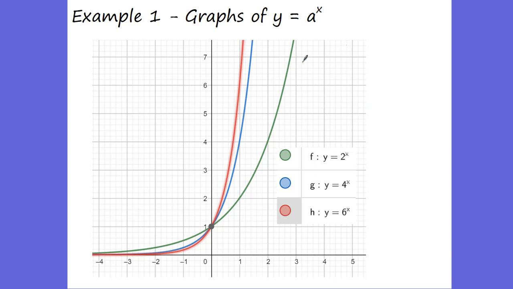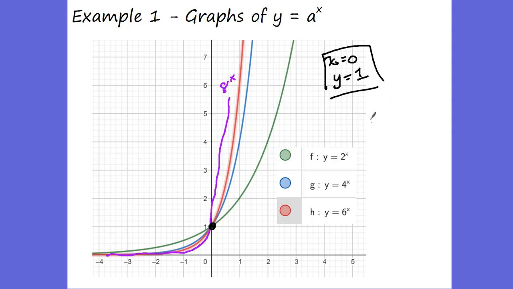Our example 1 is going to be graphs of these exponential functions. You can see this green graph is 2^x, the blue one is 4^x, and the red one is 6^x. If we did 8^x, that 8^x asymptotes at 0, and you can see it'll be even more steep, won't it? So that would be 8^x. But you can see they all have something very much in common. When x is equal to 0, y is equal to 1, isn't it?